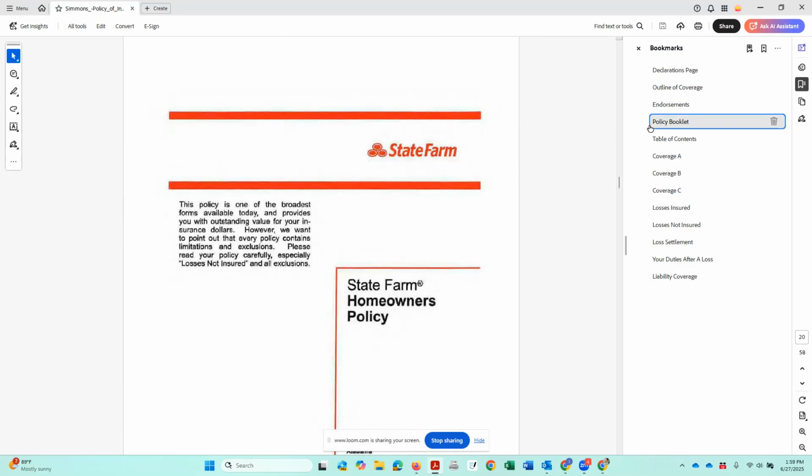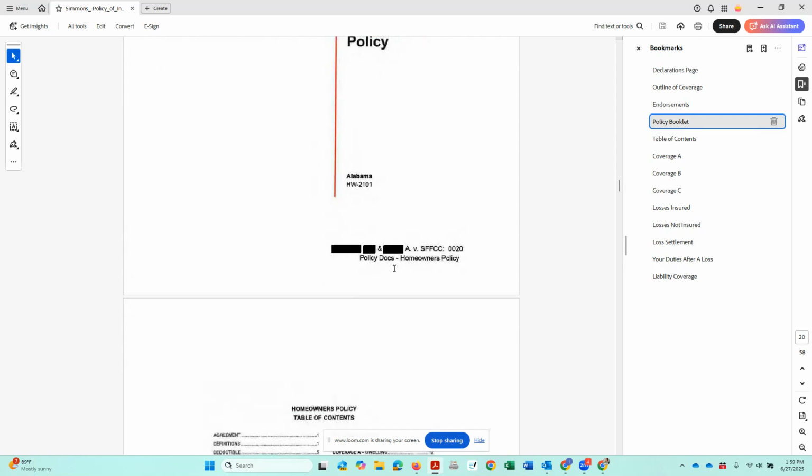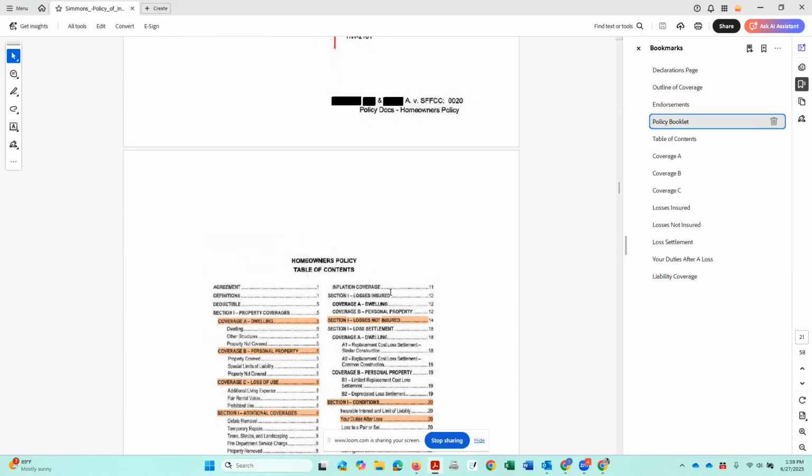Next thing we're going to look at is the actual policy booklet. The policy booklet is the contract between you and the insurance company. It's a super important document. It's also very helpful for you to be familiar with this document, ideally before you buy the policy, but certainly when you have a claim.